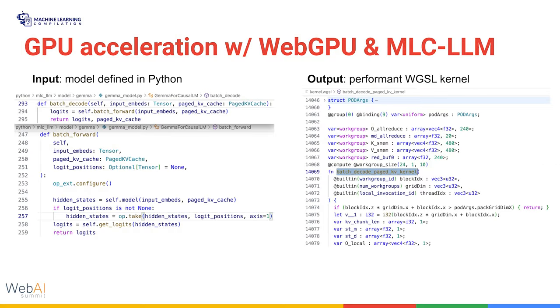And therefore, we can understand MLC-LLM as a black box, where the input is the model defined in Python. In this case, it's a Gemma model, batch forward method on the left-hand side. And on the right-hand side is what MLC-LLM outputs. It's a WebGPU kernel called WebGPU Shading Language, WGSL, kernel.